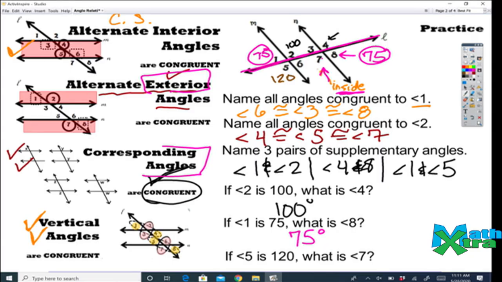Okay, so here we go. Let's look. Angle 5 is on the outside. What angles deal with the outside? Maybe alternate exterior, maybe corresponding. And then 7 is on the inside. Well, it can't be alternate exterior, because exterior means both angles are on the outside. So if we have one inside and one outside, that means 7 is corresponding with 5. Therefore, 5 has to be 120, so 7 has to be 120 degrees.